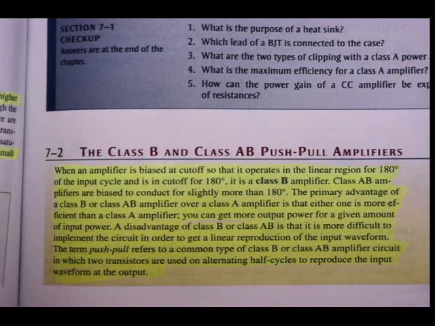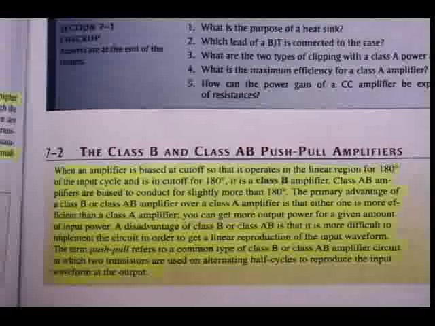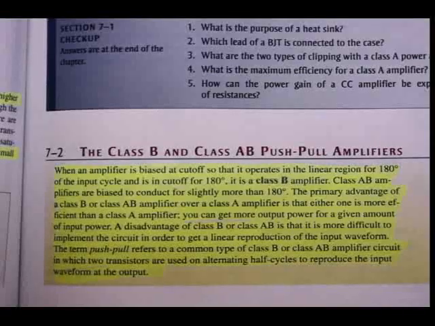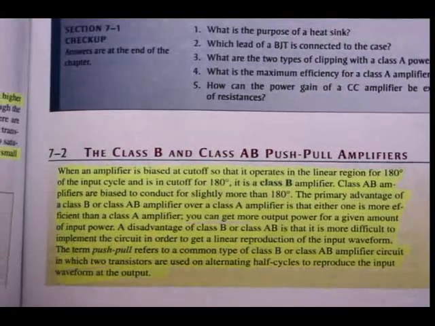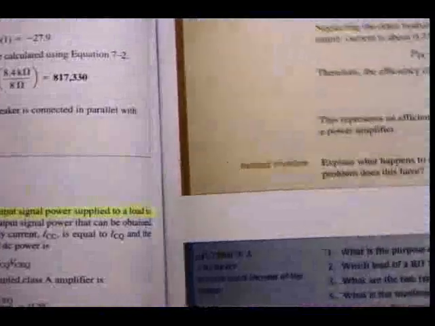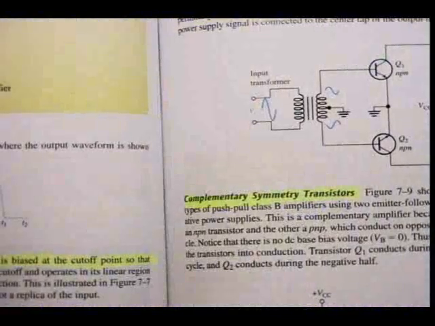The term push-pull refers to a common type of class B or a class AB amplifier circuit in which two transistors are used on alternating half cycles to reproduce the input waveform at the output. But we will discuss it in full detail just now.